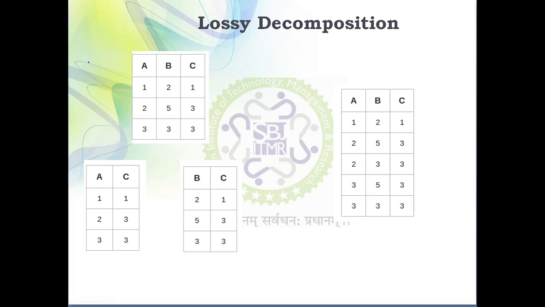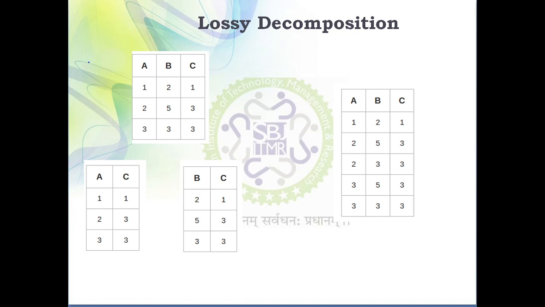So this is another feature of lossy decomposition. In lossy decomposition, you are going to lose some information, as well as you will get some extra rows added. So this is called an additive decomposition, where you are going to add some extra information into your original table. So this is what a lossy decomposition is. And lossy decomposition is not a desirable property of a decomposition. Lossless is the desirable property.